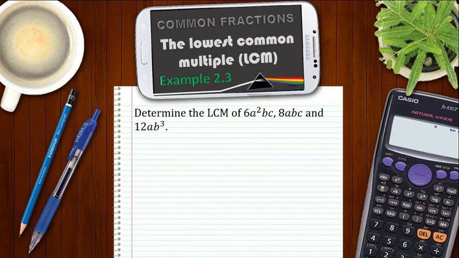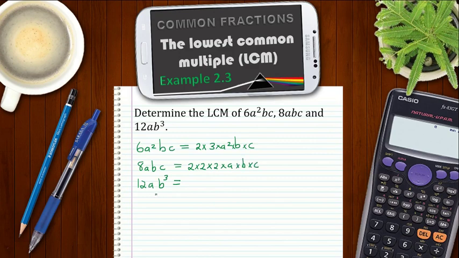Right, now determine the lowest common multiple of 6a squared bc, and then 8abc, and 12ab cubed. All right, so to break these up, 6 is just 2 times 3 times a squared times b times c. 8 is 2 times 4, and 4 is 2 times 2, so this is 2 times 2 times 2 times a times b times c. 12 is 2 times 2 times 6, and 6 is 2 times 3, times a times b to the power of 3.